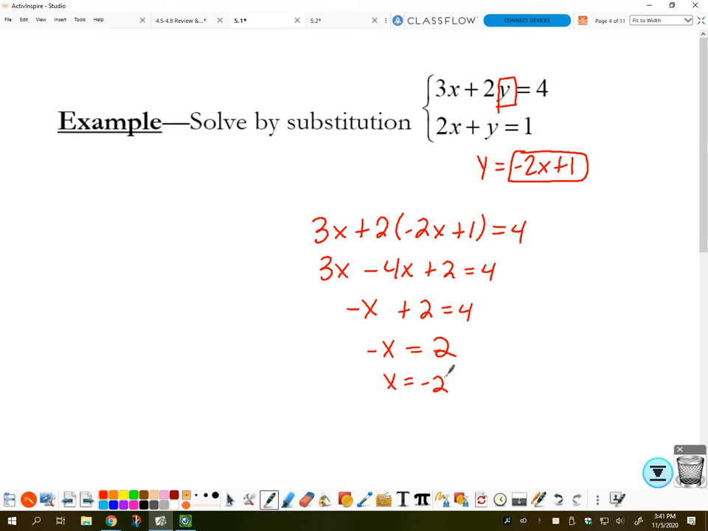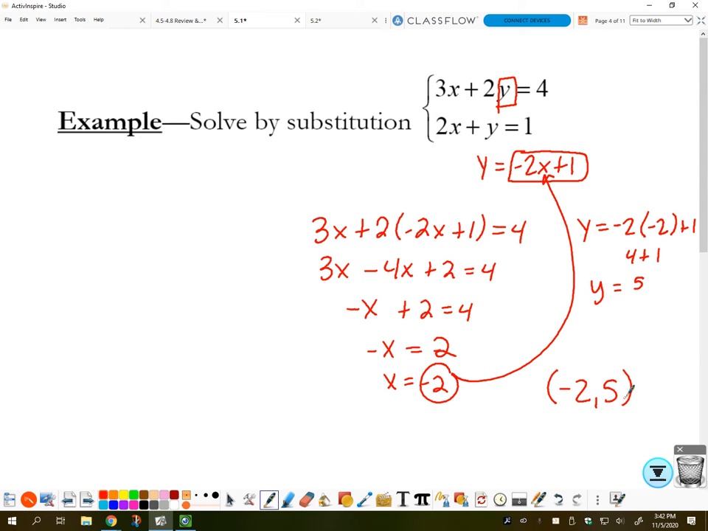Alright, at this point, you take what you got here, and always plug it back in here. It doesn't really matter where you plug it in, as long as it's one of these 3 guys. Alright, so we have negative 2 times, so we're plugging in a negative 2 for x, plus 1. So we get 4 plus 1, so we know y is 5. The solution to a system is always an ordered pair, so we have negative 2, 5 as the ordered pair.